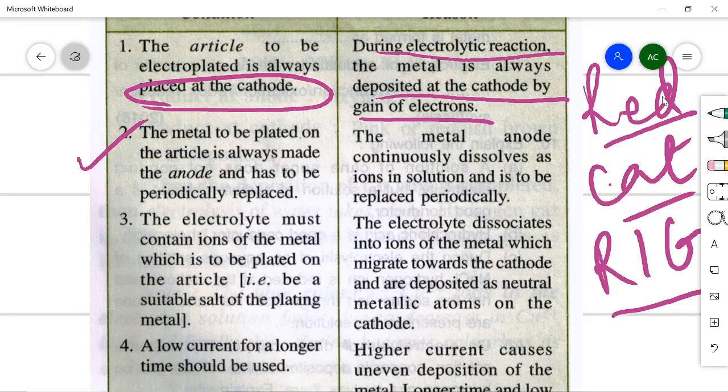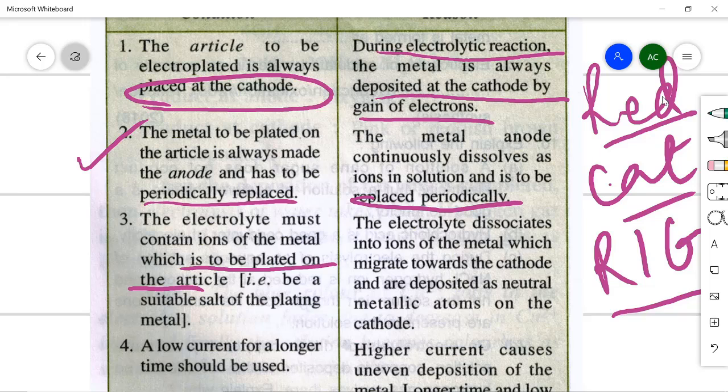I have already explained this, and it has to be periodically replaced because as you know, anode will finish after some time. No? Anode जो corrode होता जाता है, anode खत्म होता जाता है. In the last experiment we have seen what has to be taken as cathode, what has to be taken as anode. But one very important thing which we use in electrolysis is electrolyte. What you have to do with the electrolyte? क्या electrolyte use करेंगे? कौन सा electrolyte use करेंगे?